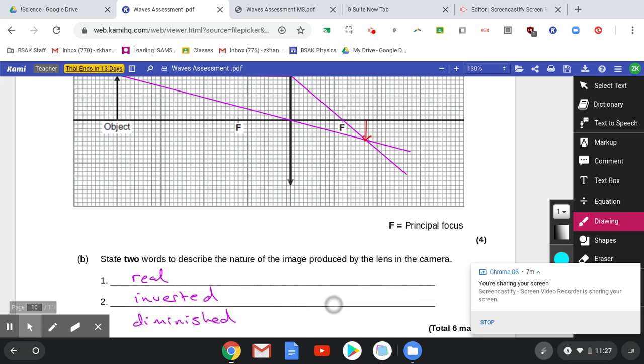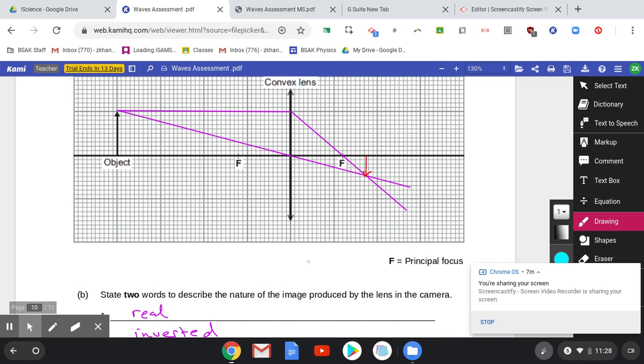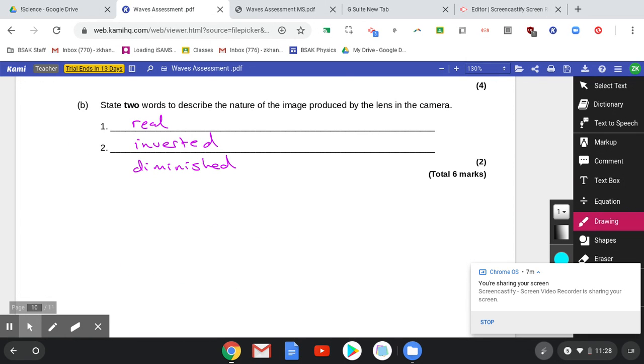What type of image is this? These rays cross to produce an image on a screen if it was placed here. This is a real image. It is inverted, it's upside down, and it's smaller than the actual object, so it's diminished. Any one of these 3 gives a mark.